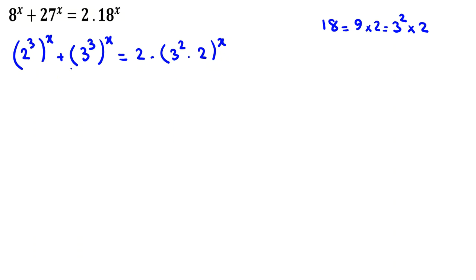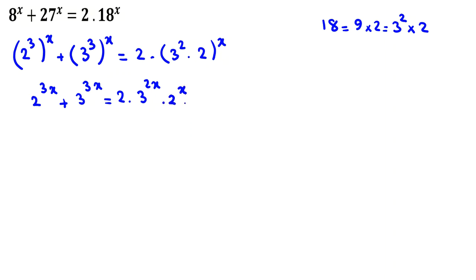Now I want to simplify. I say, okay, it's what? 2 to the power of 3x. When you have this, you should multiply. Plus 3 to the power of 3x plus 2 times. When you have product to the power of x, you say this to the power of x times this to the power of x. So it will be 3 to the power of 2x times 2 to the power of x.